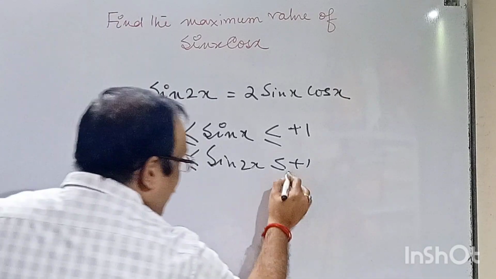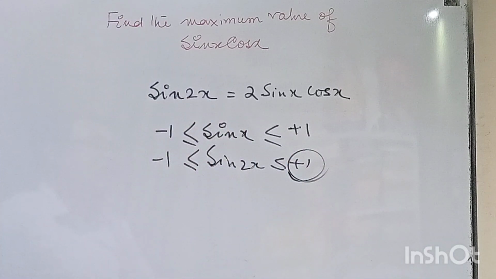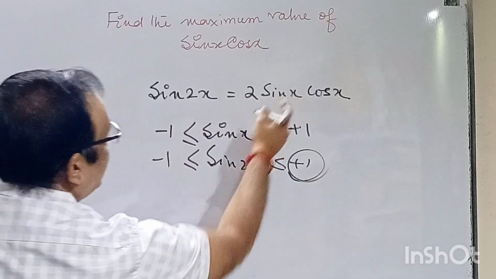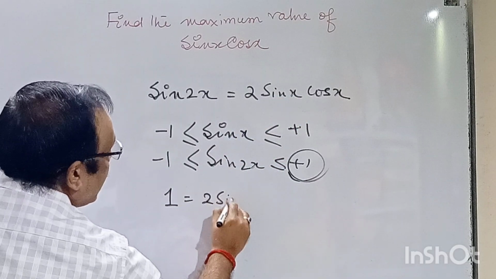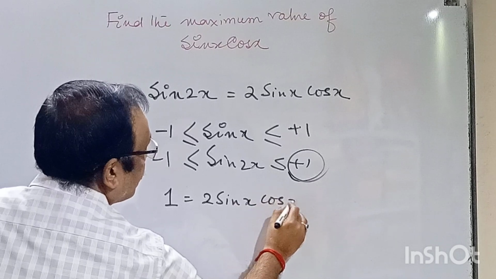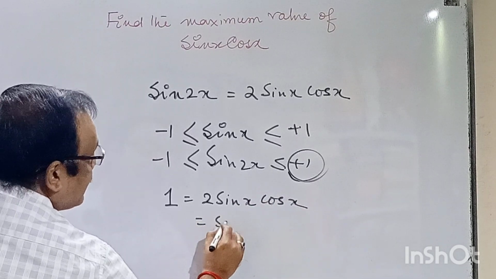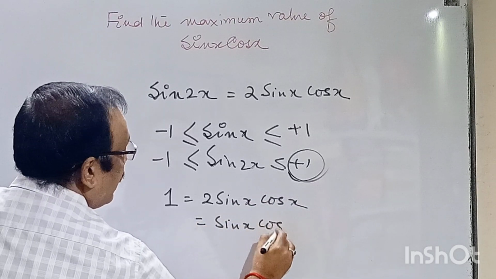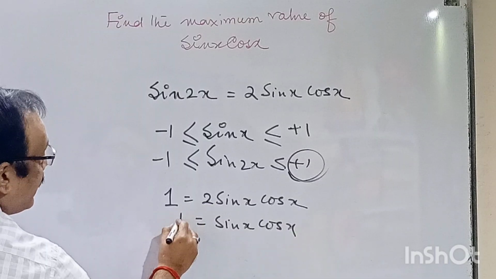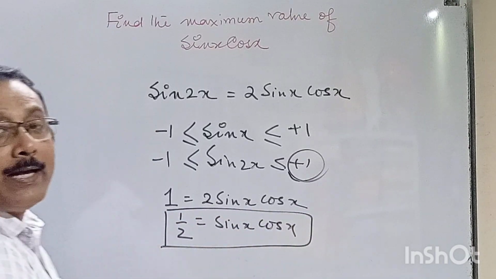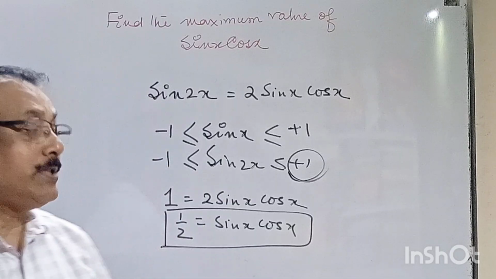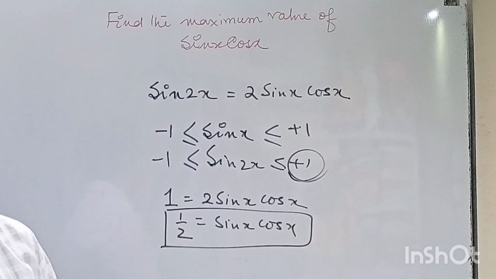So the maximum value of sin 2x is 1. So 1 will be equal to 2 sin x cos x. From here I can say sin x cos x is equal to, this 2 will come to the other side, half. So I got the answer straight away. The maximum value of sin x cos x is half.